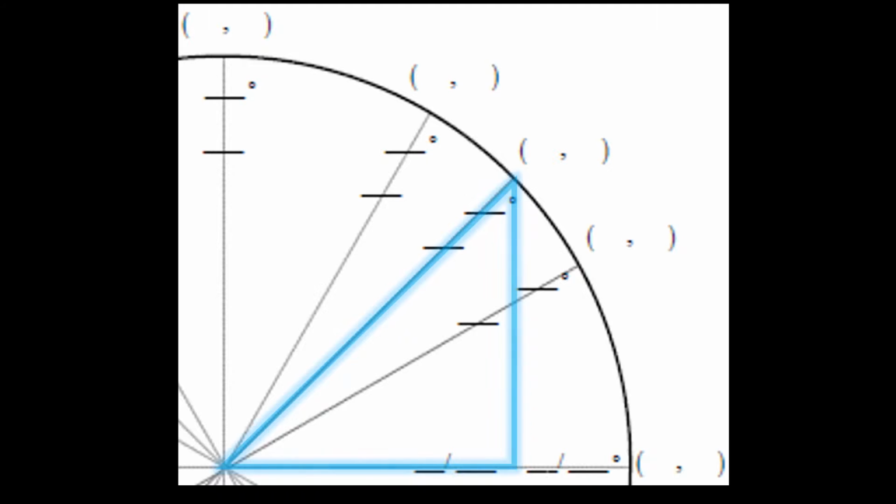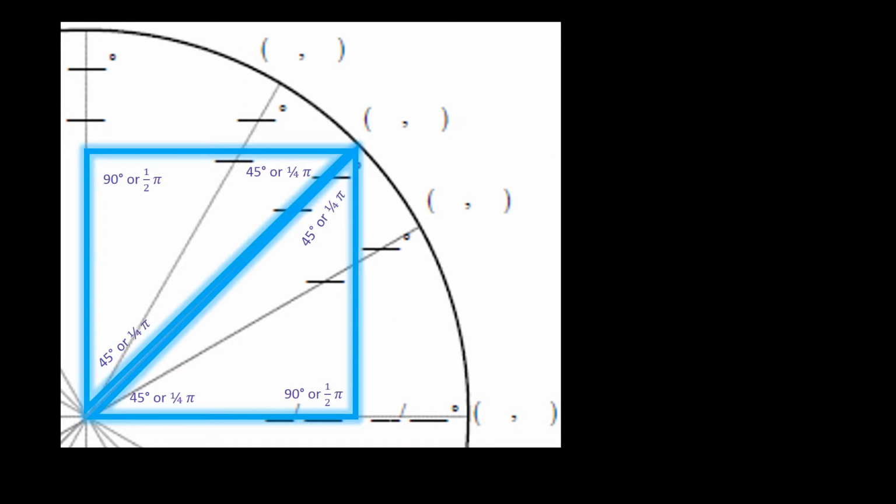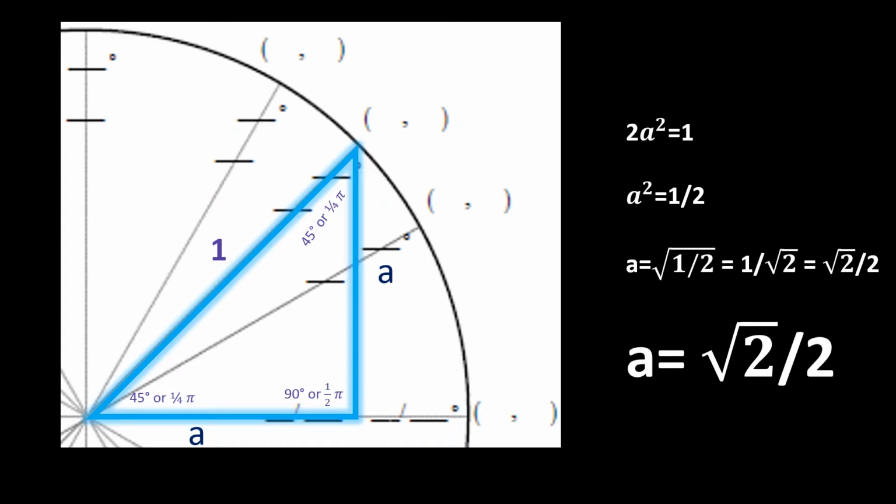We will focus on the next angle now. To find the x and y values for this angle, we will start with a square. We want to solve for the two unknown sides, so we will call them both a because they are equal. Using the Pythagorean theorem, I calculated that a equals root 2 over 2.